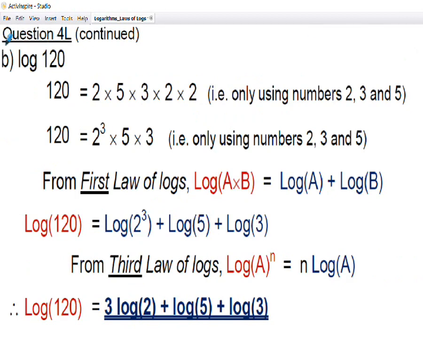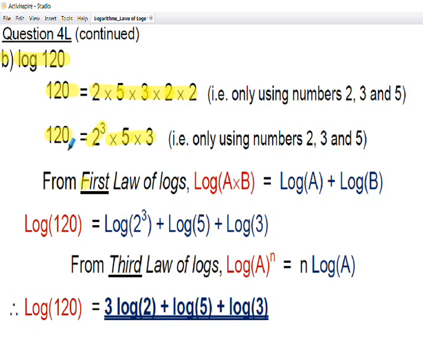Question 4L continued, part B, we're given log of 120. Again, I need to think about how I can write 120 in terms of the bases 2, 3 and 5. So 120 can be written as 2 times 5 is 10, times by 3 gives me 30, times by 2 gives me 60, times by 2 gives me 120. And I've only used the 2, 3 and 5 bases. Just tidying that up, 120 is equal to 2 cubed, 2 times 2 times 2, times by 5 times by 3.